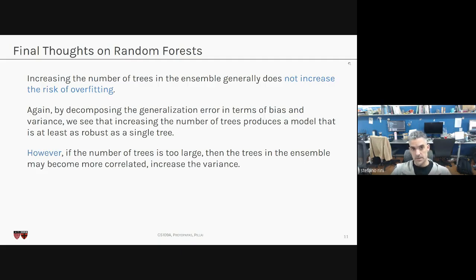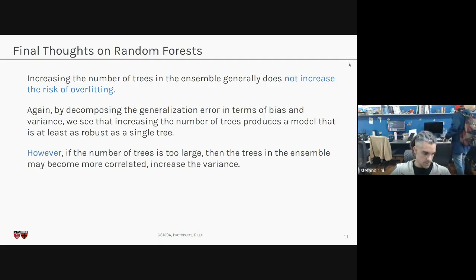Well, what you can do, again, to show this, is consider the splitting of the generalization error in terms of bias and variance. And you see that if you increase the number of trees in the model, the result is a model which is as robust as the single tree. However, if the number of trees is too large, then the ensemble may become more correlated and increase the variance.